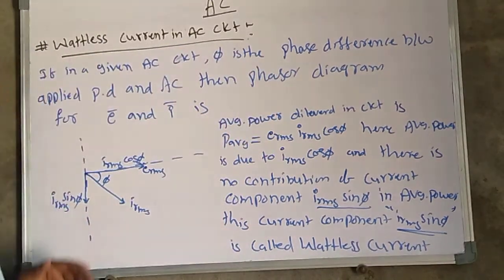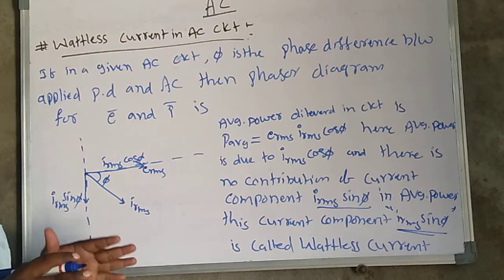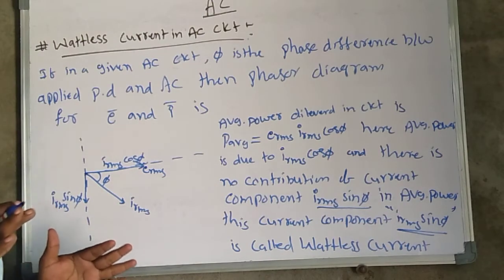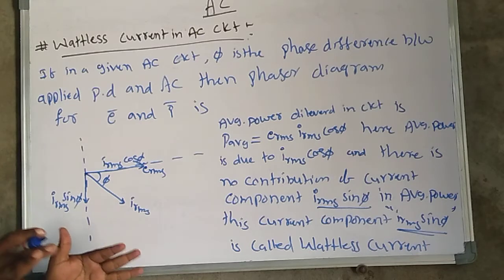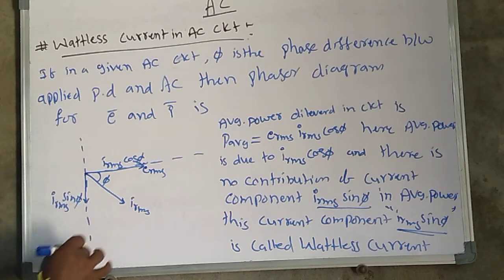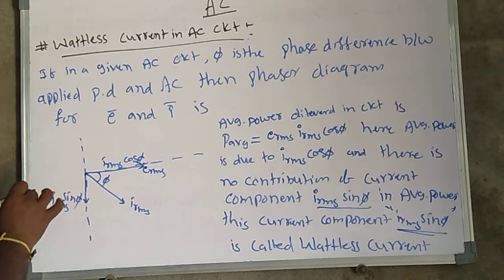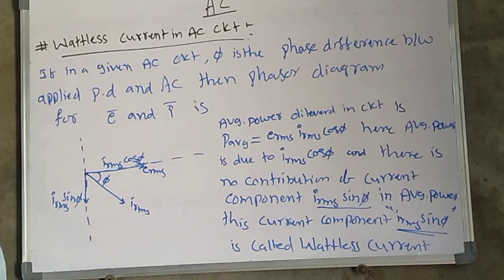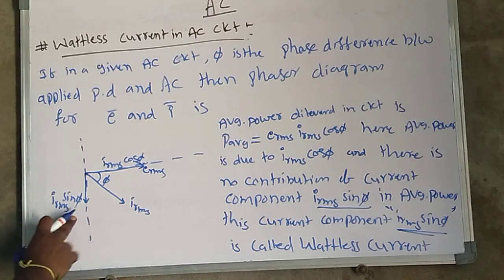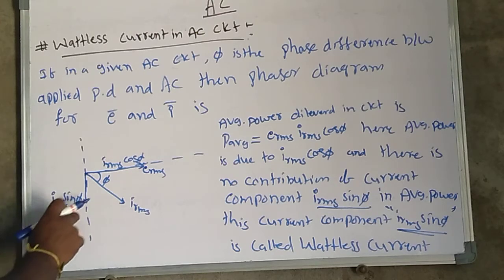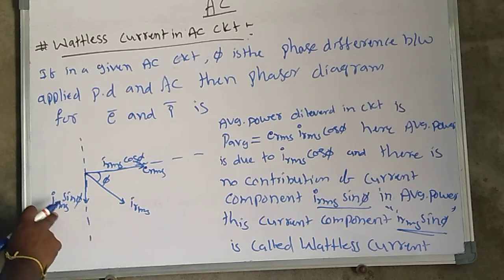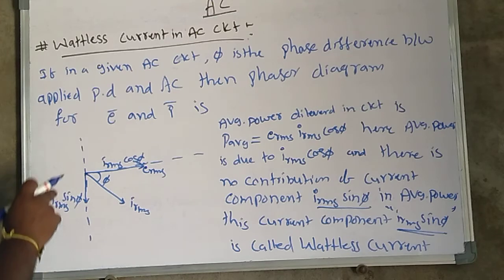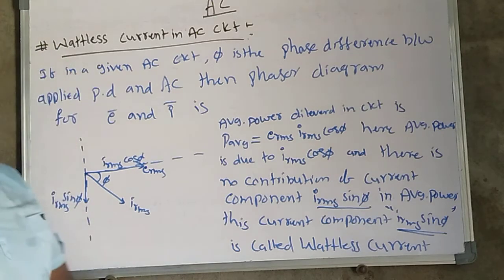It means that in that direction there is no average power, so the power in this direction is equal to 0. This is possible only when IRMS sin phi is equal to 0, that is, sin phi is equal to 0, not the IRMS value. Even though the IRMS value is there, that current we call the wattless current.